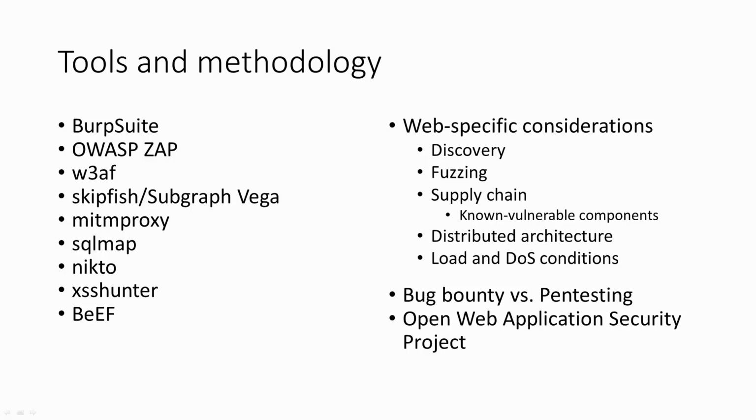So Skipfish is basically created by Google, so it originally is their internal security scanner for web applications, and Subgraph is a more convenient way to use it.